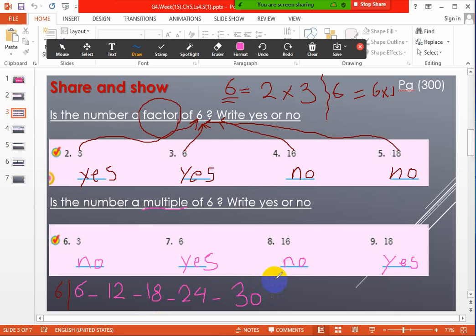So if any number is a multiple, I will say yes. Here in this question, I will multiply the 6 with any number to find this number. I have to ask myself, if I have any number, can I multiply it by 6 to give me this number, to make it a multiple. This is the difference, okay?